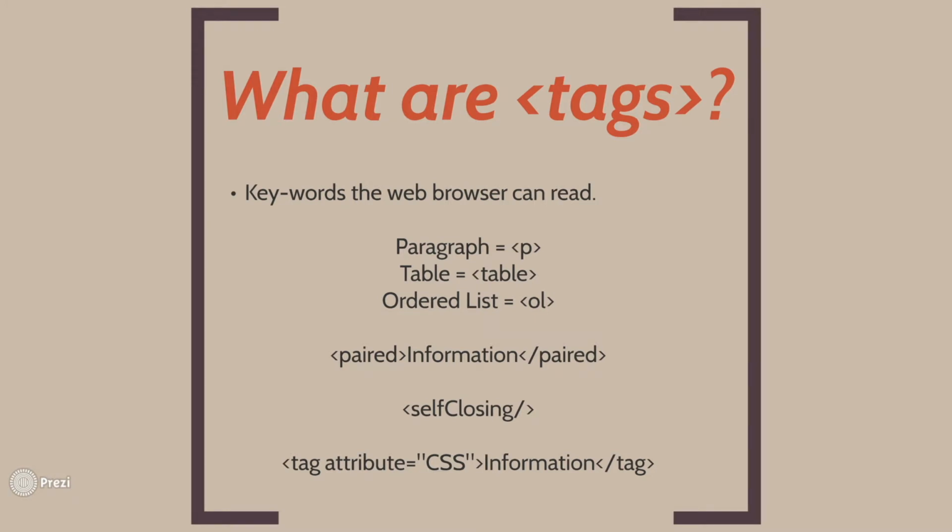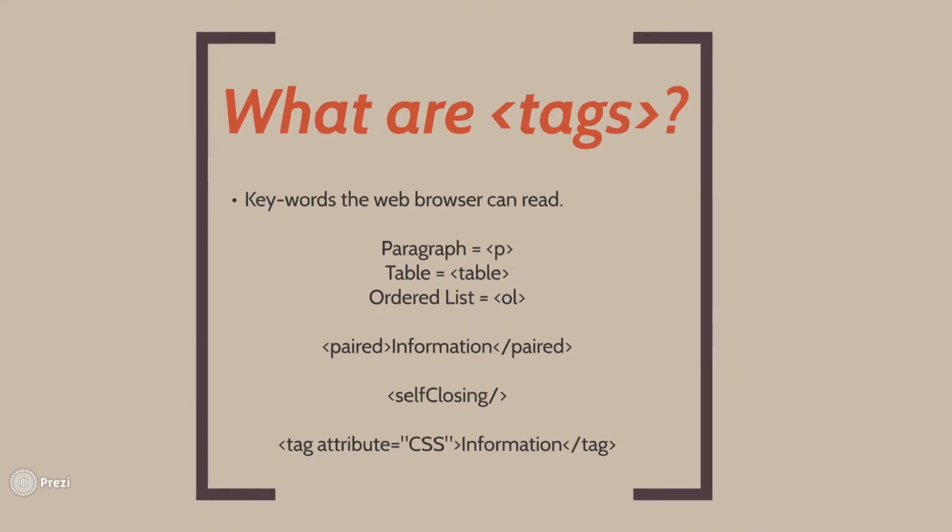Tags are what create the main components of a web page. Tags begin with a less than sign and end with a greater than sign. For example, there are p tags to denote a paragraph, table tags to denote a table, and list tags to denote a list. Tags can either be paired, self-closing, or attributed with a style. The basic syntax for tags is shown.